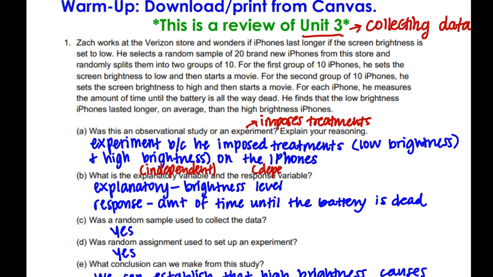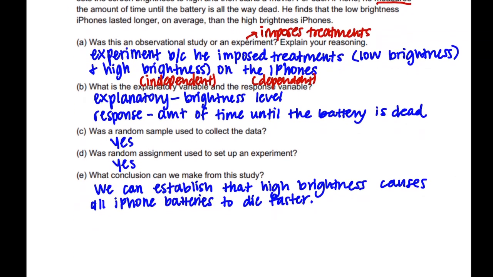So he manipulated the brightness levels, which means that was our explanatory, and he measured, where does it say that? He measures the amount of time till the battery is dead. So that's a response. For letter C, random sample and random assignment are simple.